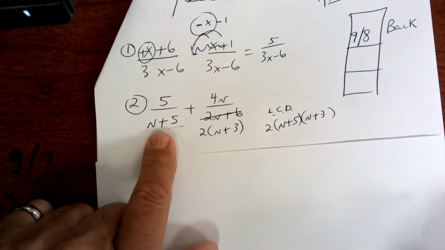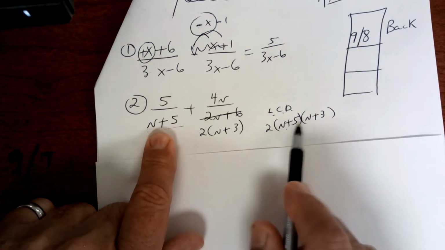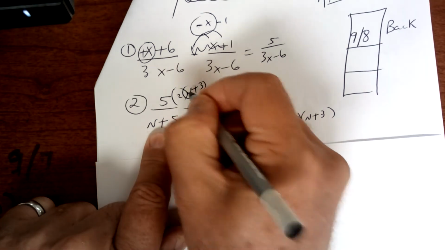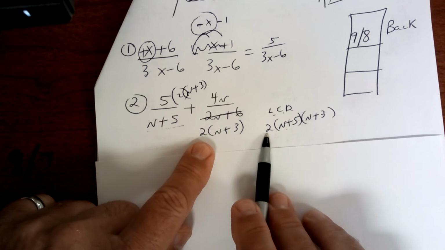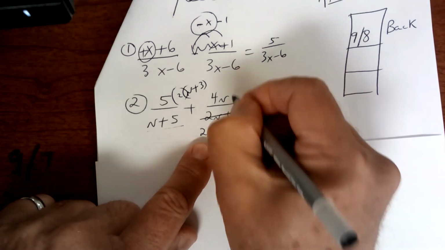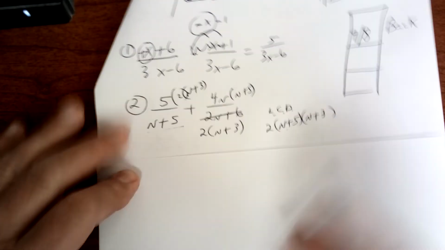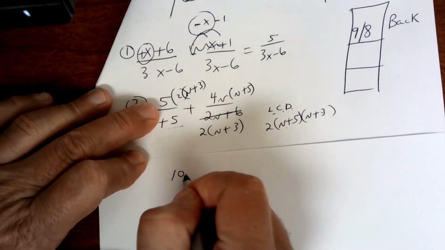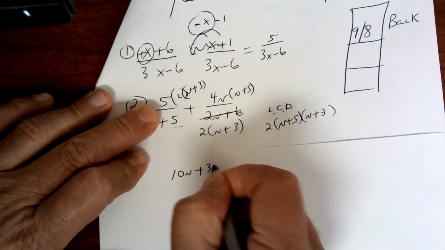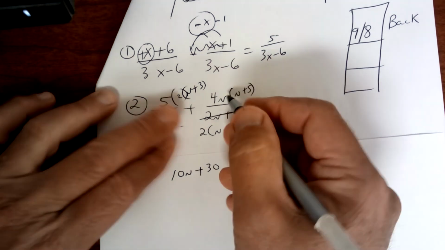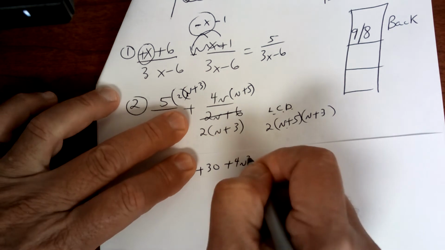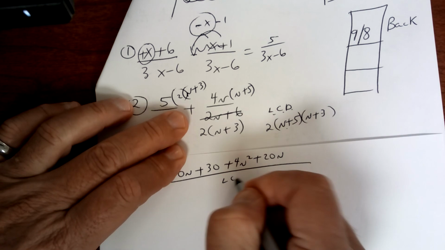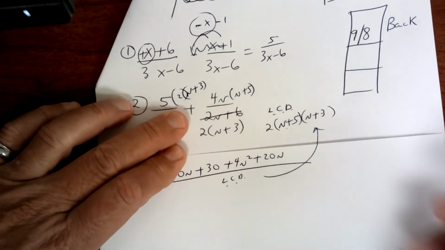This one, you have the n plus 5, but you're missing the 2 and the n plus 3. This one, you have the 2 and the n plus 3, but you're missing the n plus 5. So now to work this is 10, 5 times 2, and then n. So that's going to be 10n plus 30. This is going to be plus 4n squared plus 20n all over your least common denominator, which is all of that. Now we're going to combine like terms.